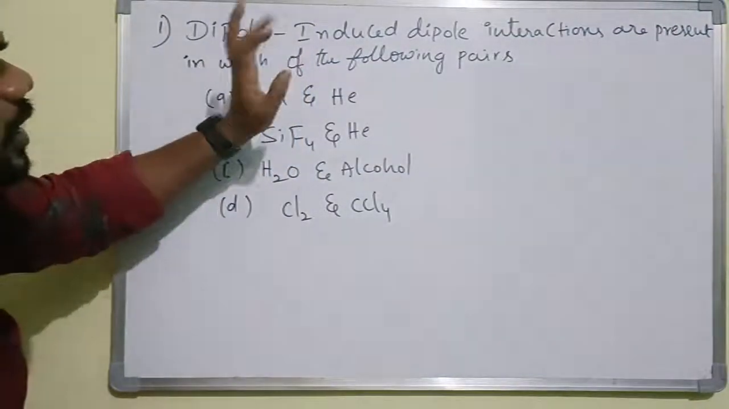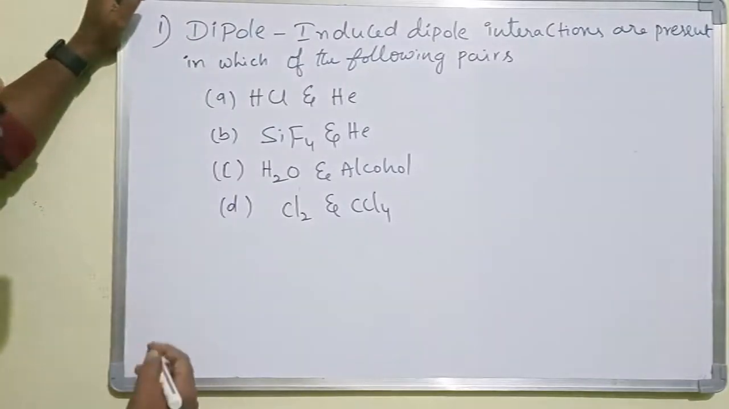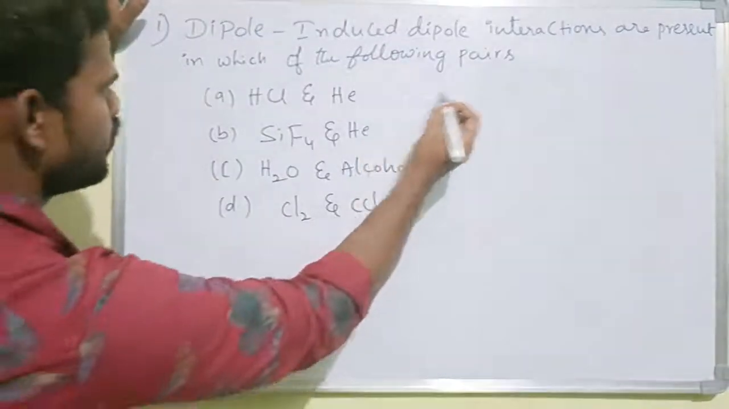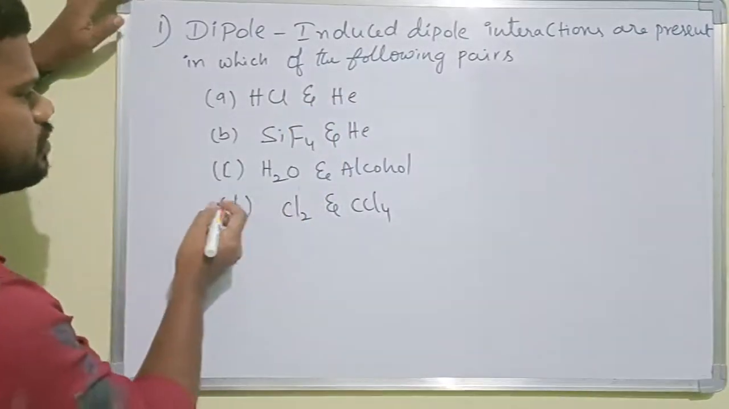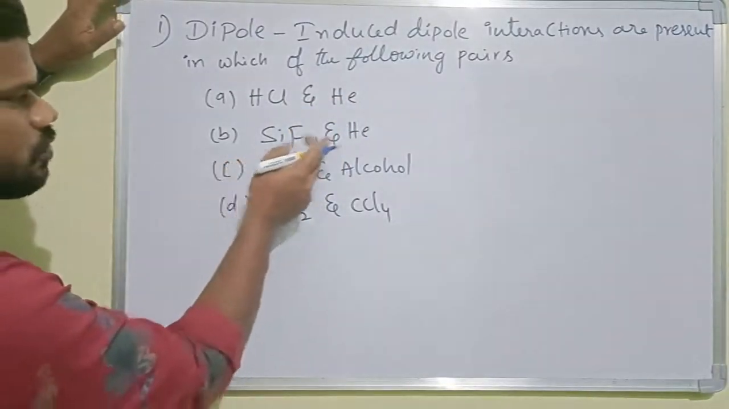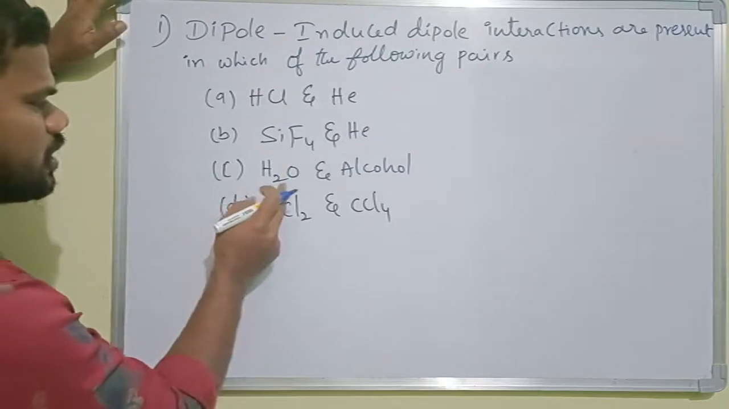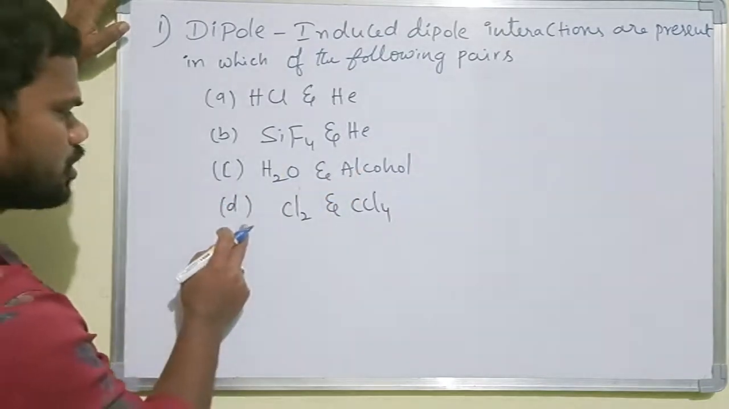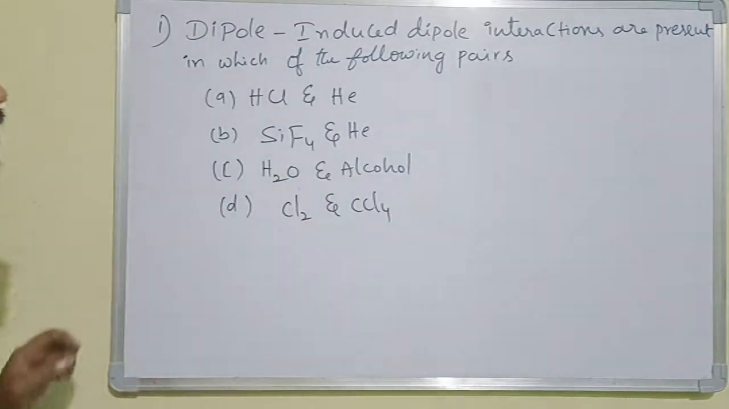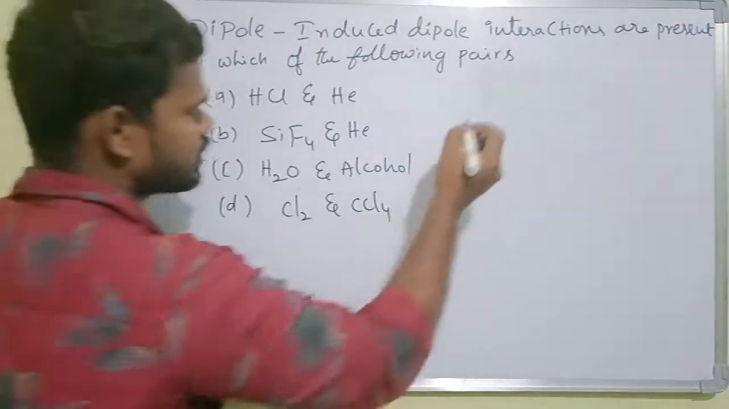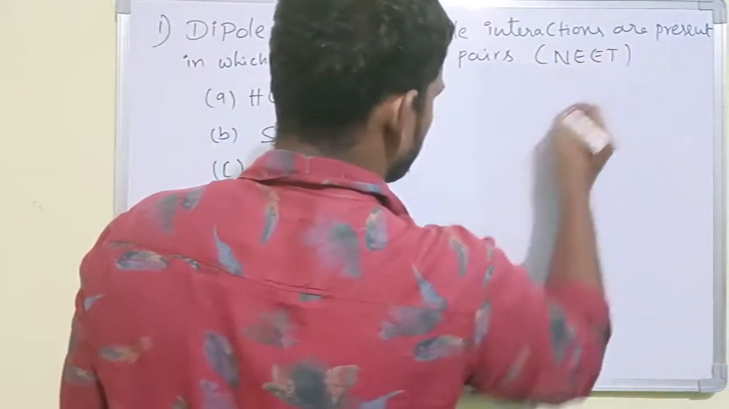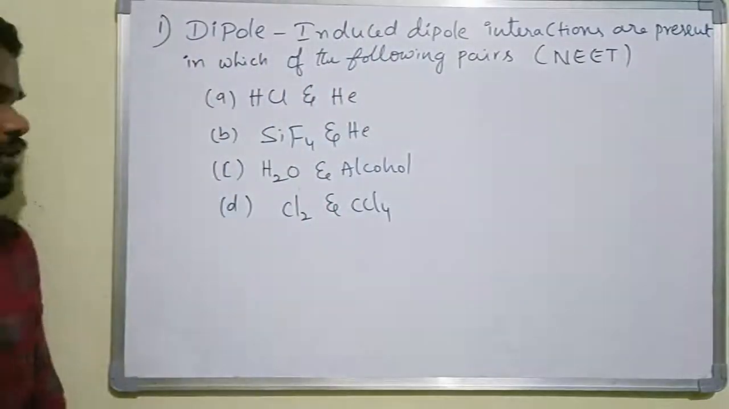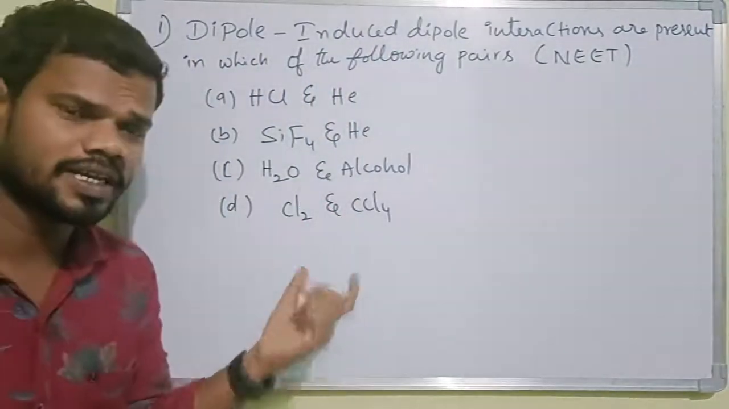Dipole, induced dipole interactions are present in which of the following pairs? Option 1: HCl and helium. Second option: SiF4 and helium. Third option: H2O and alcohol. Option 4: Cl2 and CCl4. Once NEET asks this question, how should we solve it with van der Waals interactions?